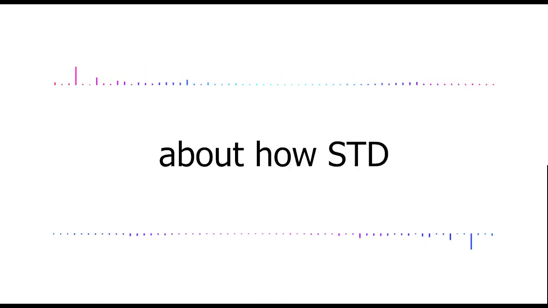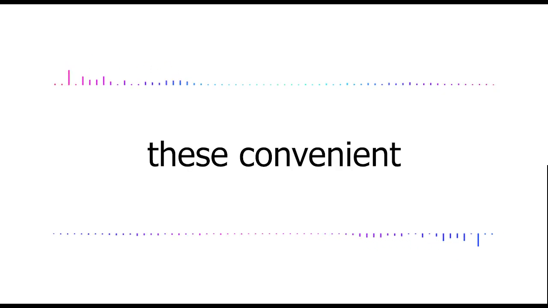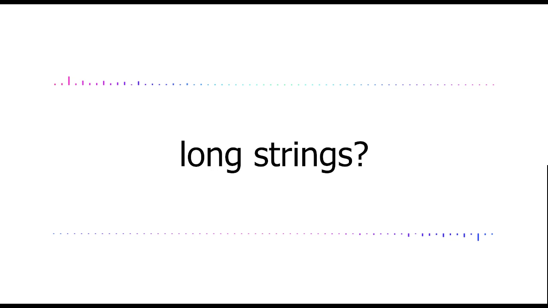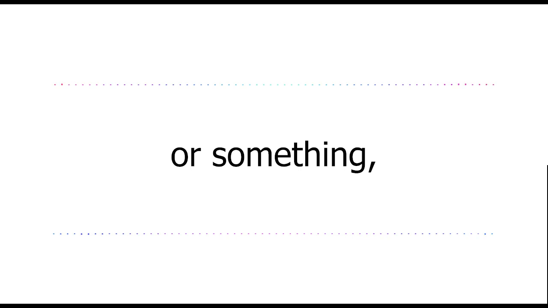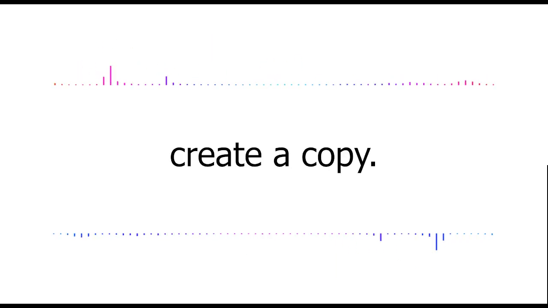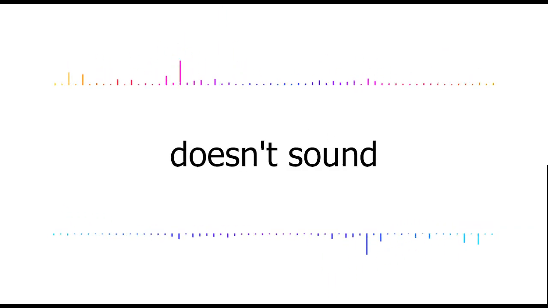Yeah, let's do it. So we talked about how std::basic_string takes care of all that memory management for us and gives us all these convenient methods. But what about when we're working with really long strings? Like, think about a huge chunk of text, like a paragraph from a book or something, and we only need to work with a small piece of it. Can we just make a copy? Yeah, you could create a copy, but that's not really efficient, especially if you're doing this over and over again. Right. Copying all that data doesn't sound very performant.